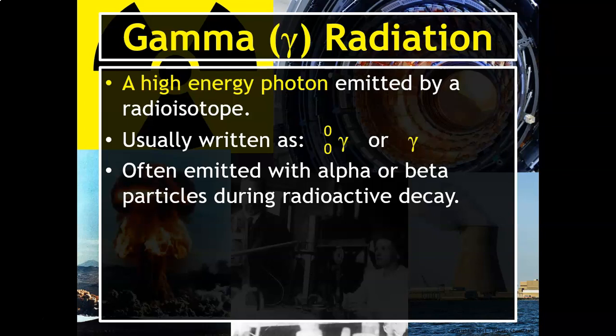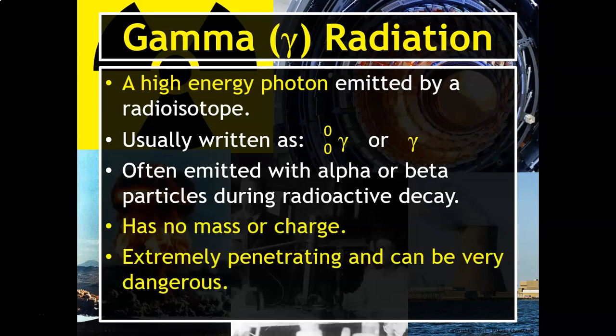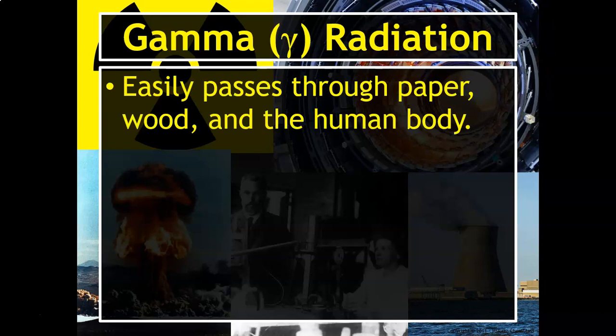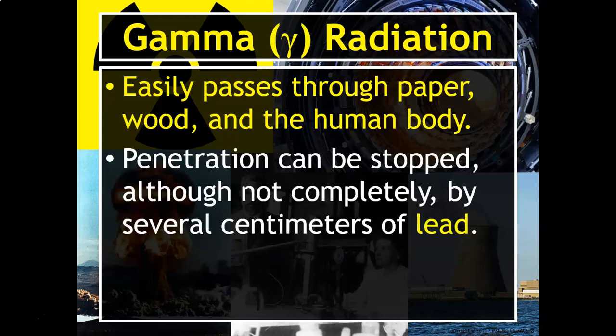It's often emitted with an alpha or beta particle during radioactive decay. So we would see this be emitted with alpha or beta particles at the same time. This has no mass or charge, and it's extremely penetrating and can be very dangerous. This easily passes through paper, wood, and the human body. Penetration can be stopped, however, although not completely, by several centimeters of lead.